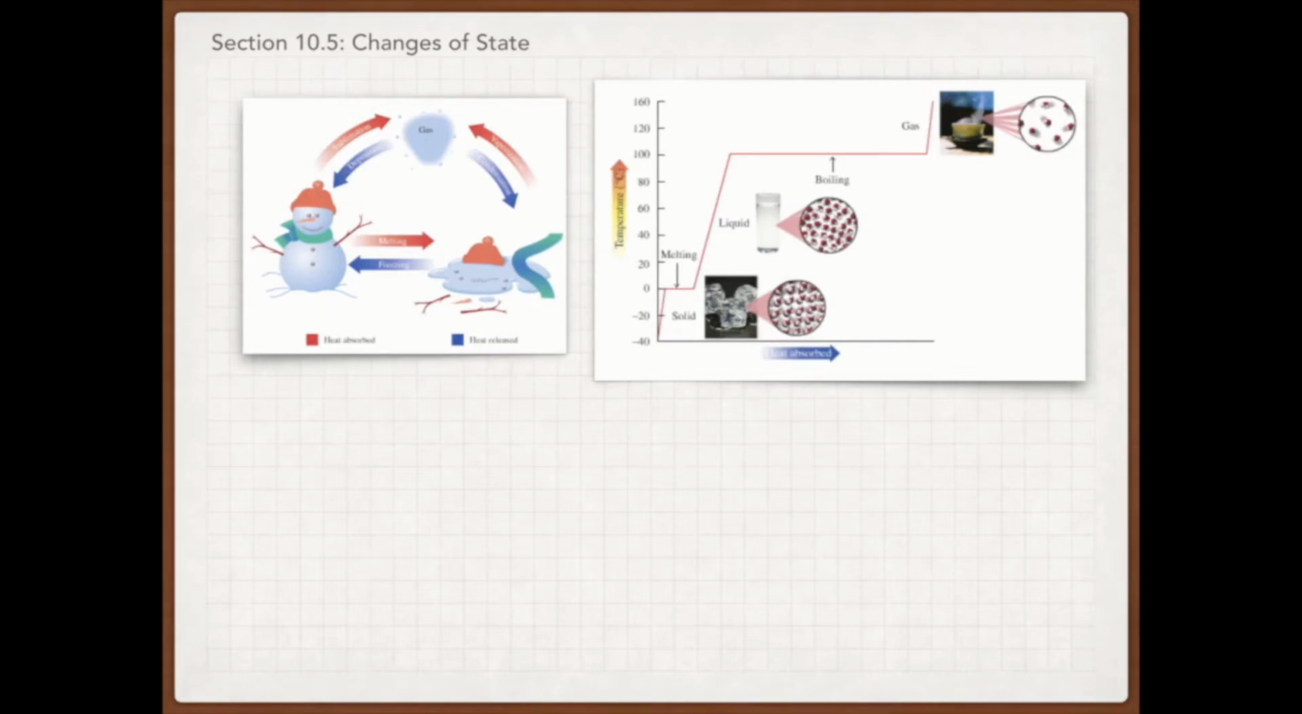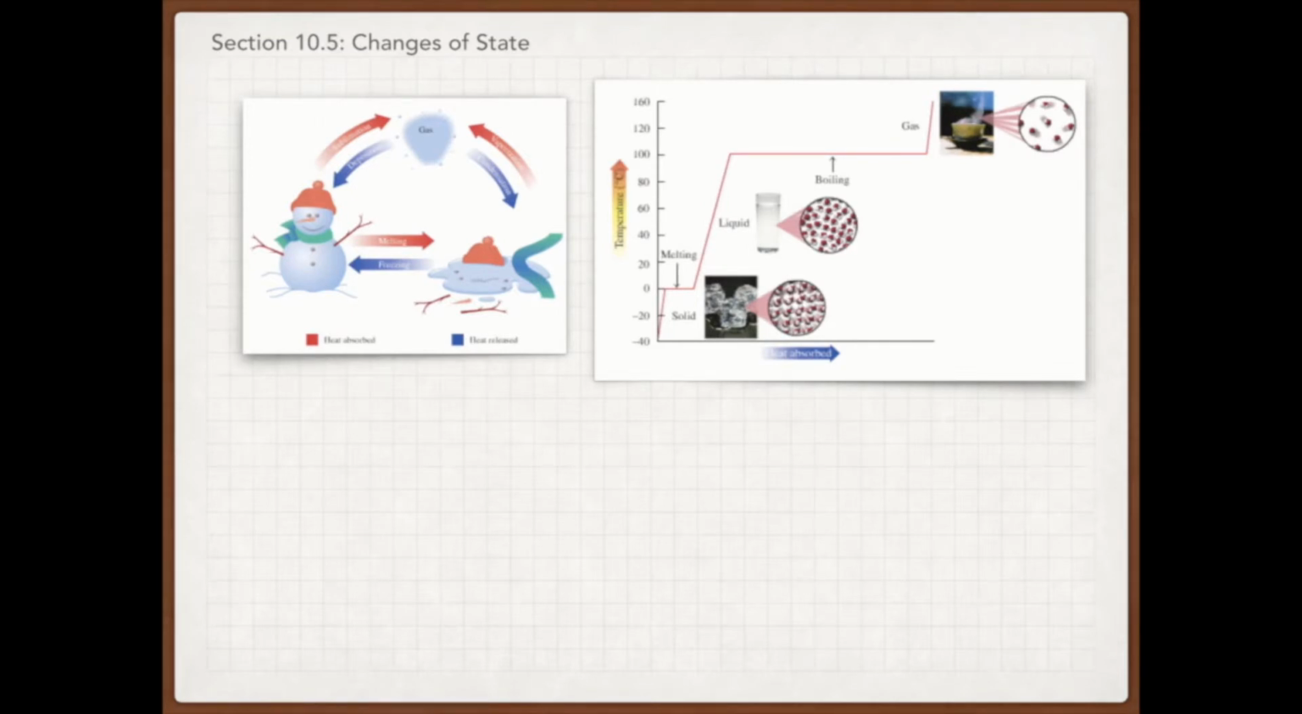So solid to a gas is sublimation, gas to a solid is deposition. Then if that gas becomes a liquid, it's condensation, while if a liquid becomes a gas, that's called vaporization. And what you should notice on the right-hand side is what's called the heating curve.